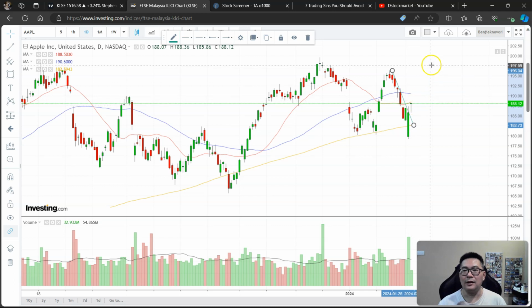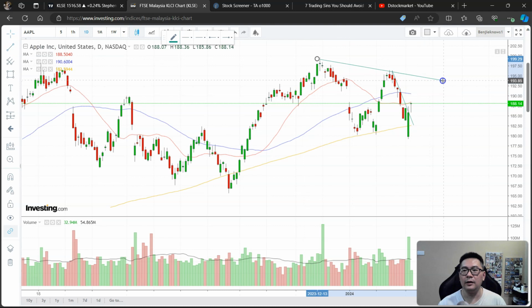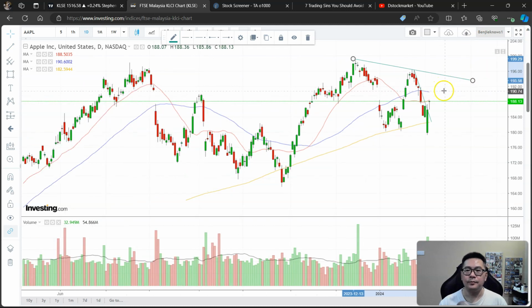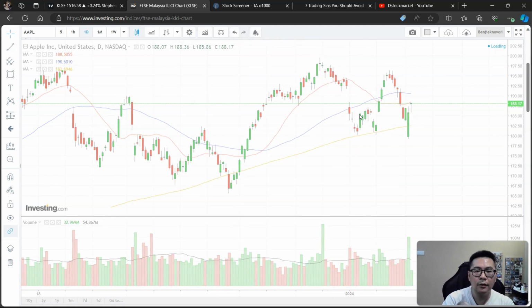And here we can draw another downtrend line. If it breaks above this downtrend line, Apple most likely is going to go higher. That's Apple for you. And let's look at Nvidia.